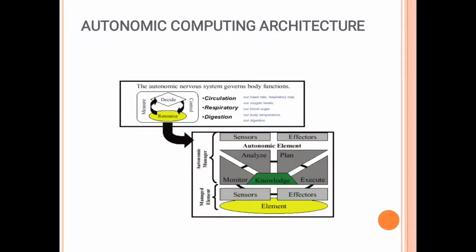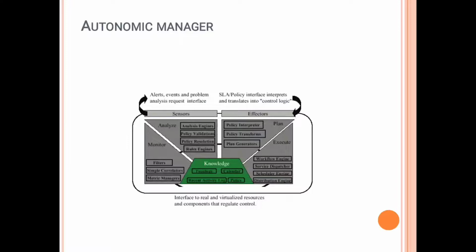The autonomic nervous system controls body functions such as circulatory and respiratory functions, our heart rate, oxygen level, blood sugar, and body temperature. The autonomic manager can be divided into sensor and effector. Sensor has analyze and monitor, and effector has plan and execute.